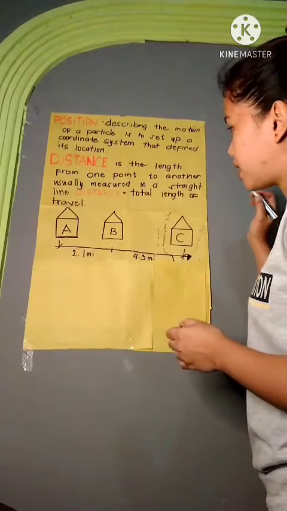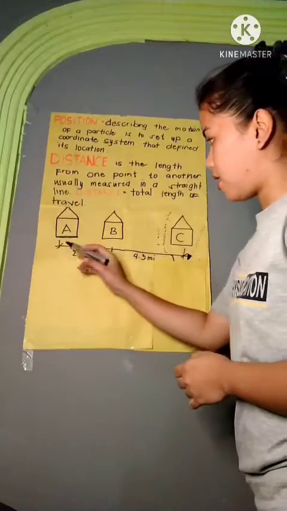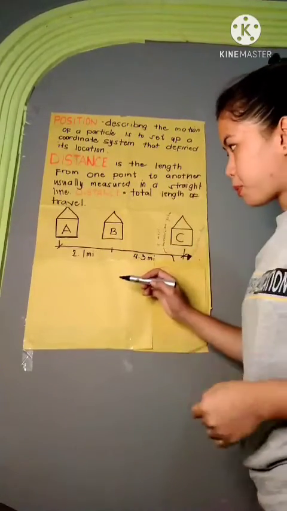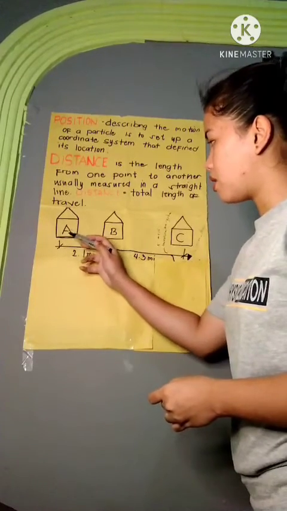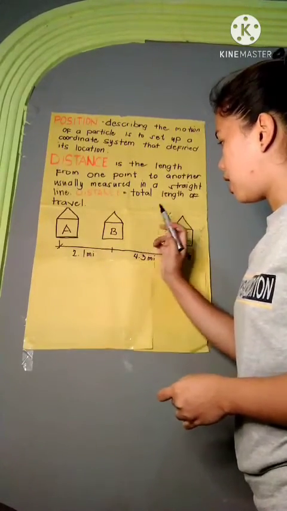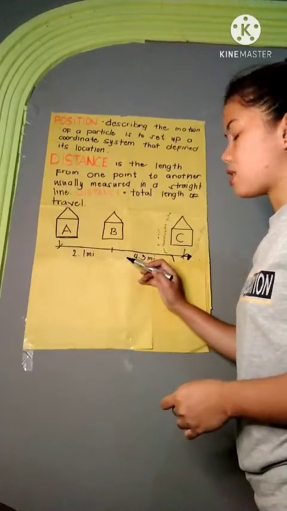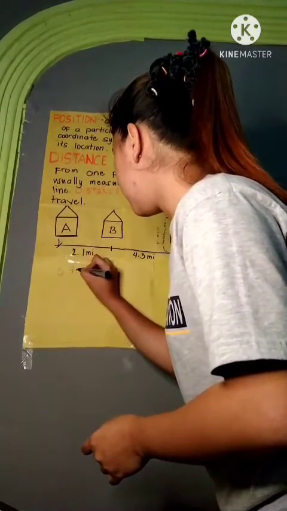For example, kukunin po natin yung distance ng House A to House C. Para makuha yan, pagpaplusin mo lang po yung distance ng House A to House B at saka ang distance ng House B to House C. So, 2.1 plus 4.3 is equal to 6.4 miles.